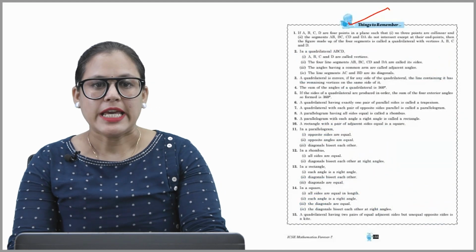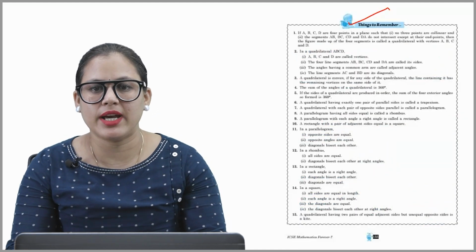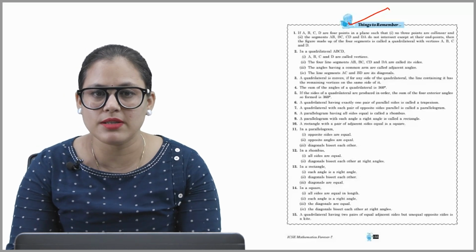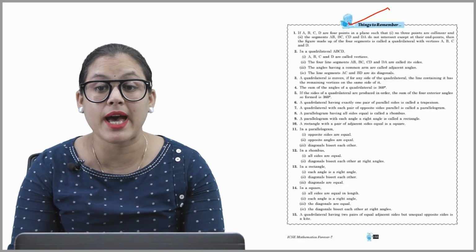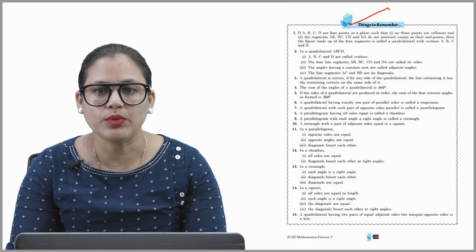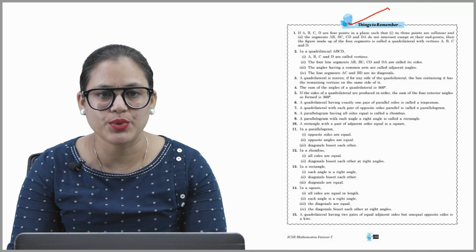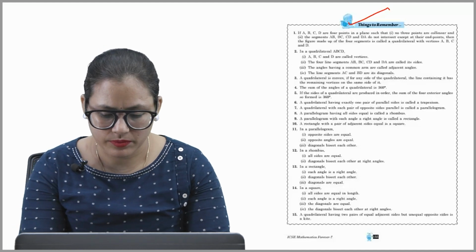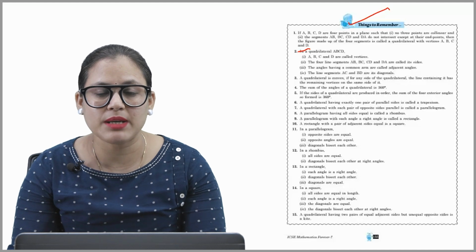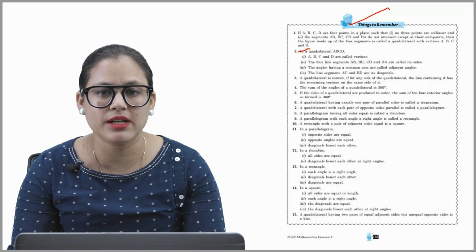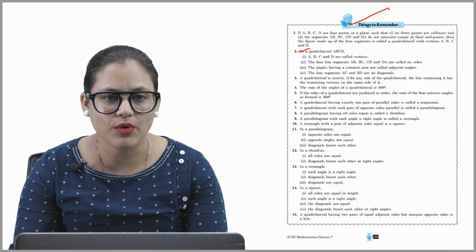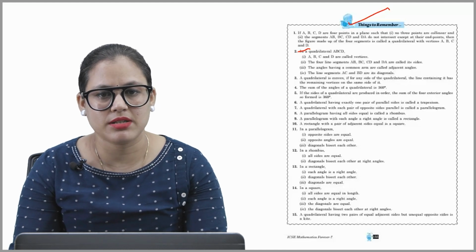Things to remember. Number 1, if A, B, C, D are 4 points in a plane such that, 1, no 3 points are collinear, and 2, the segments AB, BC, CD and DA do not intersect except at their endpoints, then the figure made up of the 4 segments is called a quadrilateral with vertices A, B, C and D. Number 2, in a quadrilateral ABCD, 1, A, B, C and D are called vertices. 2, the 4 line segments AB, BC, CD and DA are called its sides. 3, the angles having a common arm are called adjacent angles. 4, the line segments AC and BD are its diagonals.